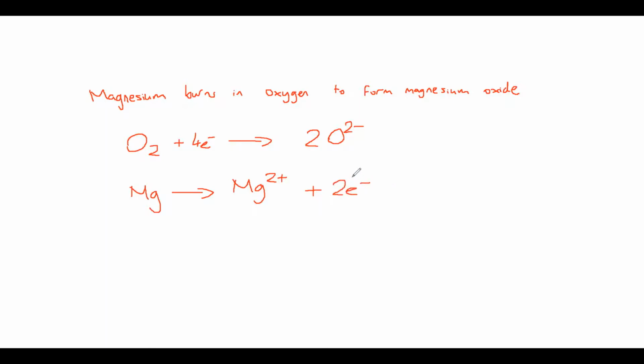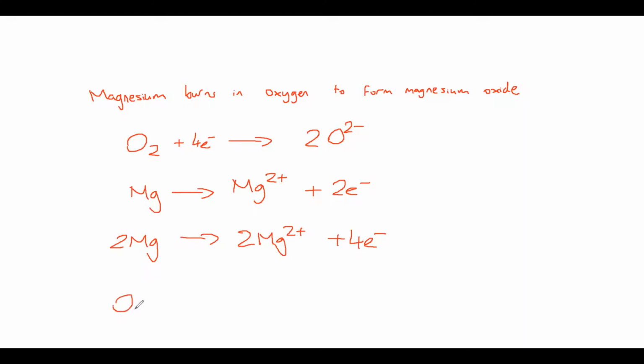Now we have our half equations, all we need to do is balance out our electrons. So we see here that the oxygen, we need 4 electrons, but our magnesium only gives 2 electrons when it reacts. So we must have to times the magnesium by 2. So we must have 2 Mg going to 2 Mg2+ plus 4 electrons. Now everything balances out. We can write our reactants on one side and our products on the other.